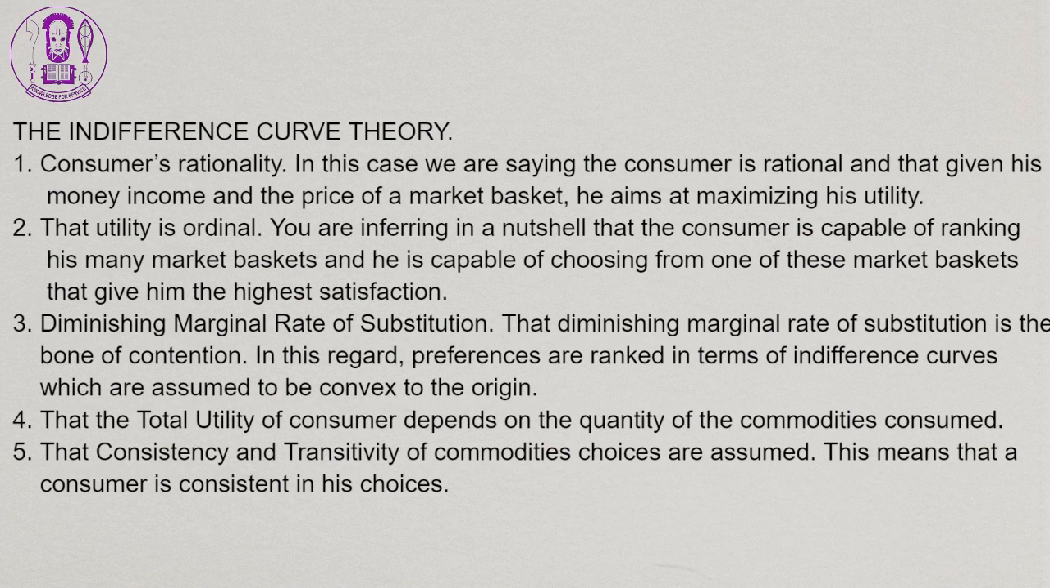3. Diminishing marginal rate of substitution. That diminishing marginal rate of substitution is the bone of contention. In this regard, preferences are ranked in terms of indifference curves which are assumed to be convex to the origin. 4. That the total utility of consumers depends on the quantity of the commodities consumed. 5. That consistency and transitivity of commodity choices are assumed. This means that a consumer is consistent in his choices.